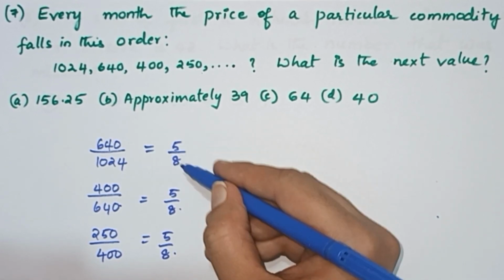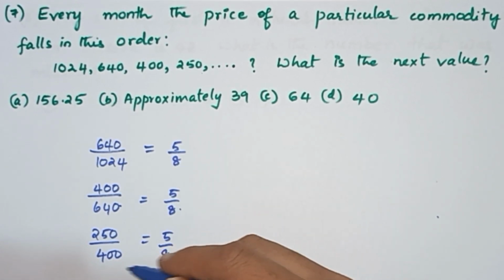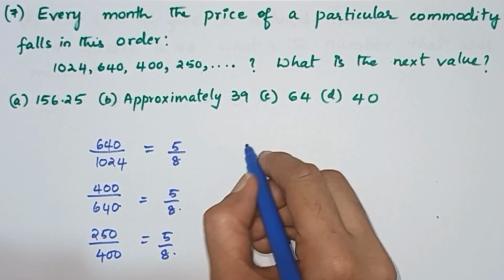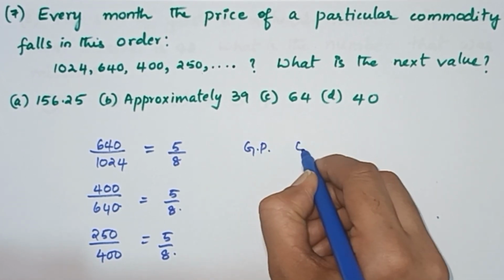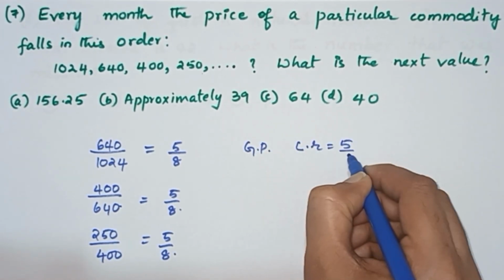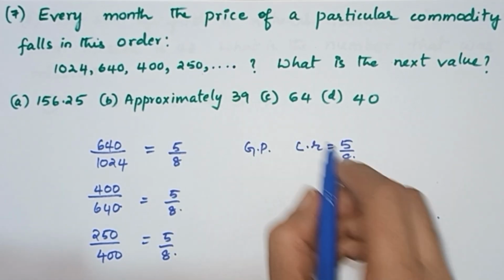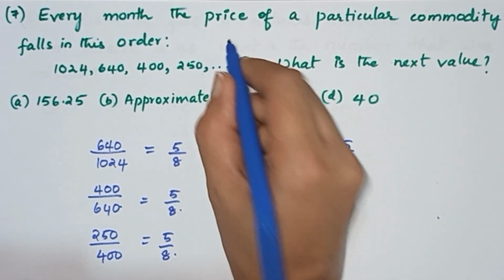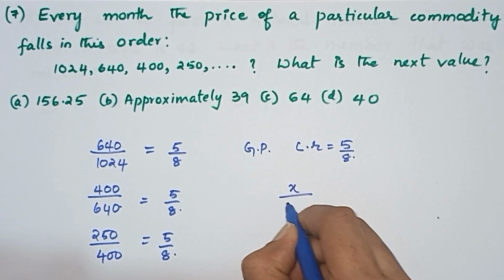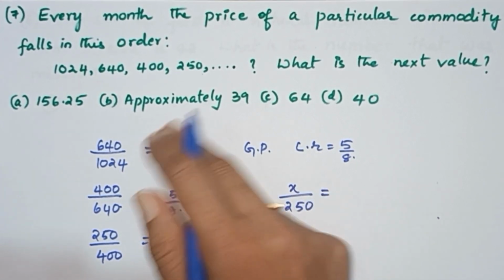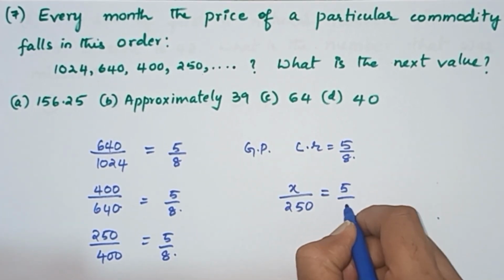So if each ratio of successive terms is equal, hence it is in geometric progression. Common ratio is given by 5 by 8. I want the next term. Let me take the next term as x. Therefore, x by 250 must be equal to the common ratio, which is 5 by 8.